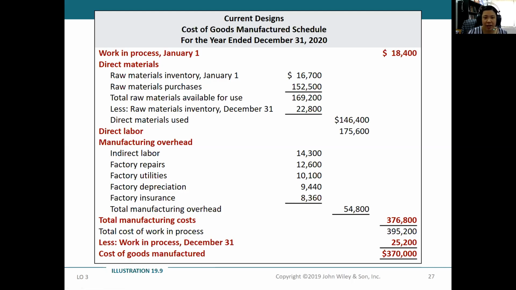Okay. So in my other video, you will see how I show you how to find the direct material that we use. And for the manufacturing overhead in your cost of goods manufactured, you have to list it out. Okay, you have to list all the manufacturing overhead costs here. Don't just give me the total only. All right.